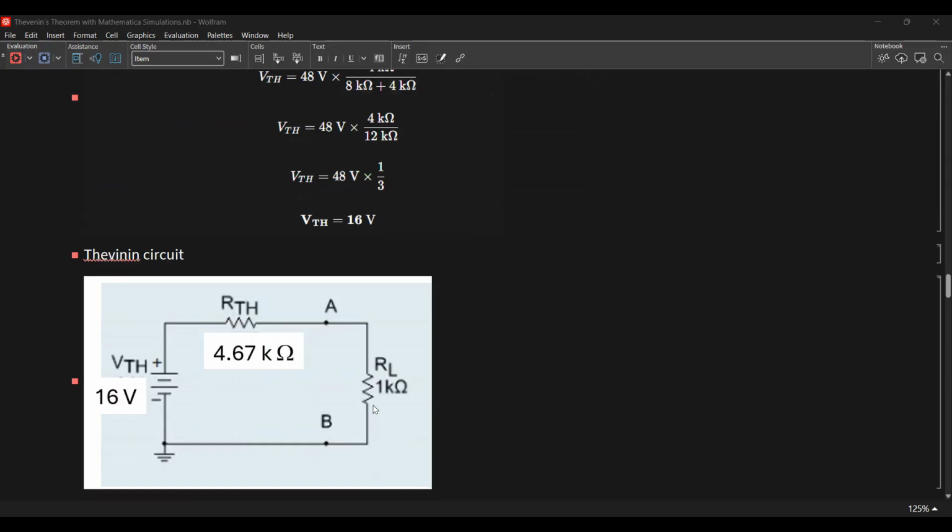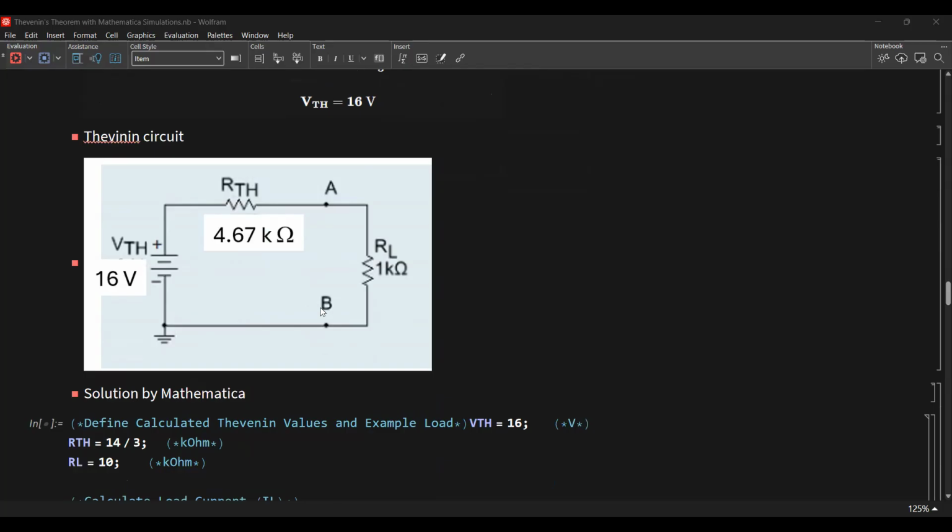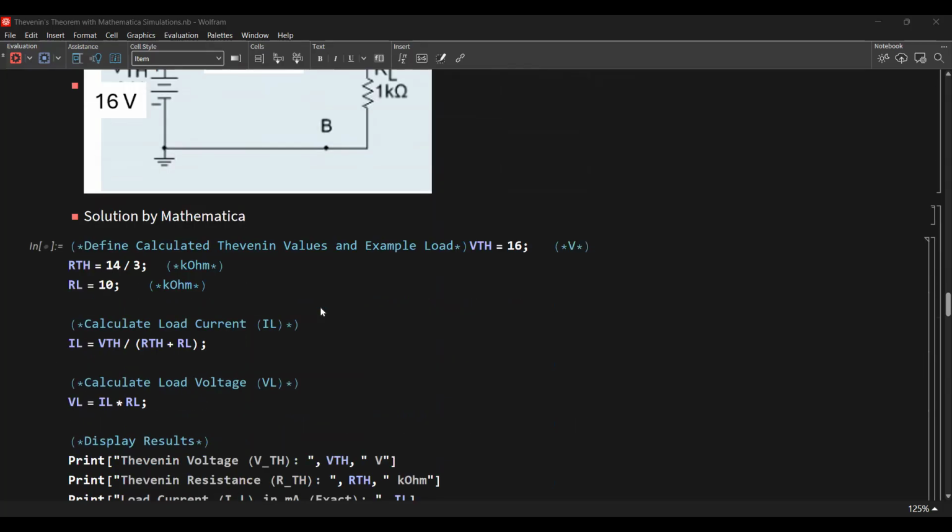So this is our Thevenin circuit now, with the Thevenin voltage equal to 16 volts. The Thevenin resistance is 4.67 kilo ohms. So, solution by Mathematica here.